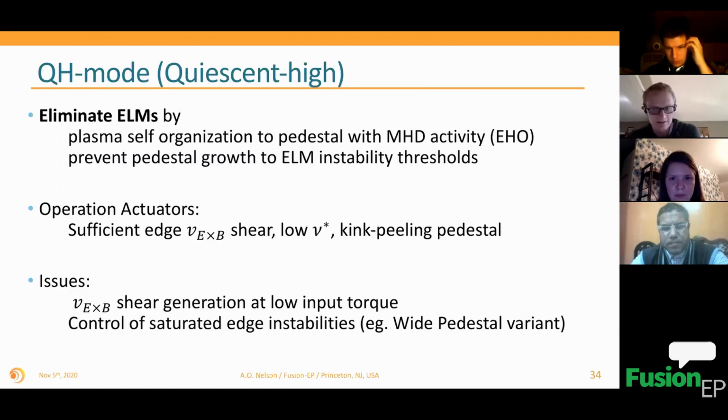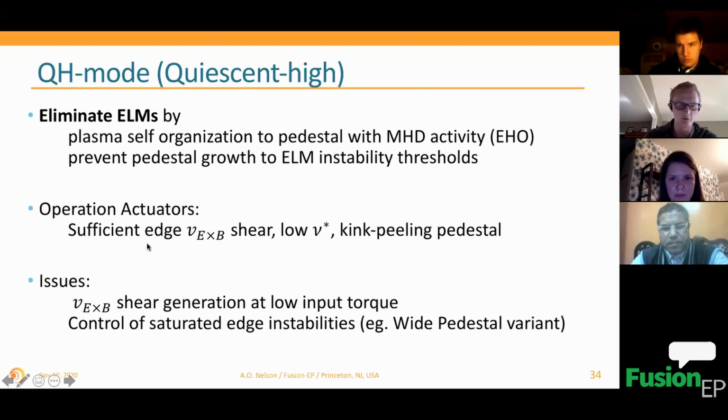QH mode is another type of H mode-like thing that doesn't have ELMs and still has good confinement. So Q in this case stands for quiescent, which just means quiet. It's not ELMy. And in this case, we're eliminating ELMs by some sort of plasma self-organization that has to do with MHD activity in the pedestal. And we call this an EHO, which stands for edge harmonic oscillation. And this prevents pedestal growth from growing to the hard stability limits that we saw before with our peeling ballooning modes.